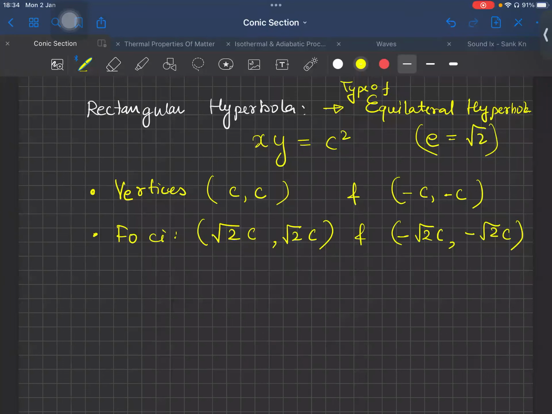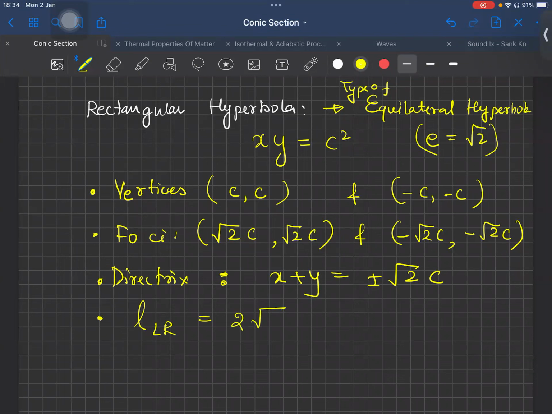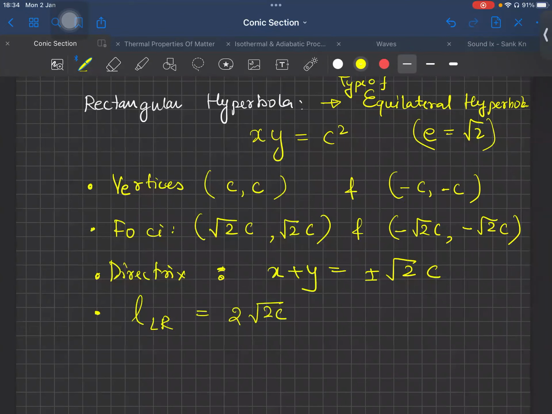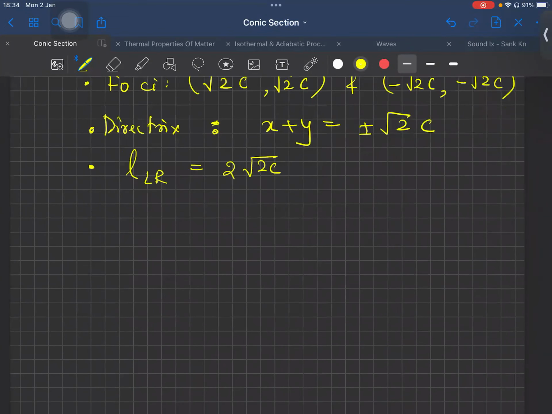All right. The equation of the directrix is x plus y is equal to plus or minus square root of 2 c, and the length of the latus rectum is equal to 2 times square root of 2 c. Okay, these are the properties of this rectangular hyperbola and how it looks. Let's see that.